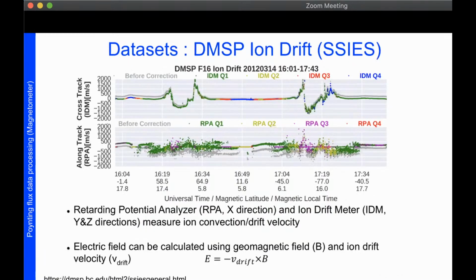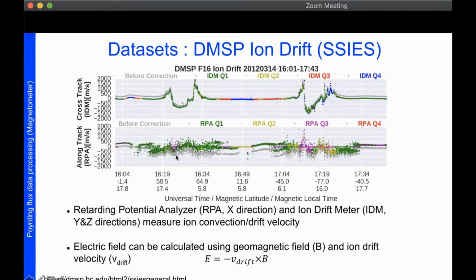So now let's come into the DMSP ion drift. As I mentioned, this is work in progress. We have to combine information from the retarding potential analyzer, which gives us the X direction, and the ion drift meter, which gives us the Y direction, for the drift velocity or the electric field, which is coming into this Poynting flux calculation.